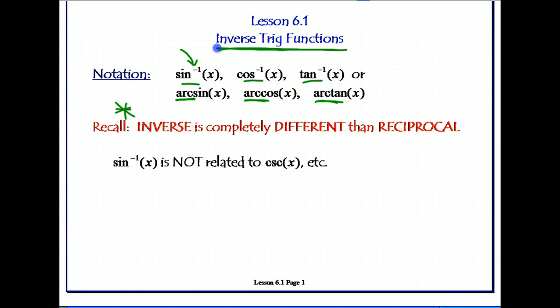First point, very, very important: an inverse is different than a reciprocal. So when I say the sine inverse, if you're thinking cosecant, you're thinking incorrectly. They are not related to each other. Inverses are different than reciprocals. So the sine inverse is not related to cosecant at all, nor is cosine inverse related to secant, nor is tangent inverse related to cotangent.